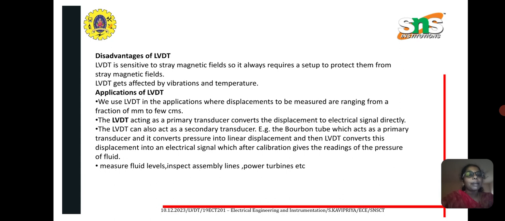And next are the applications of LVDT. LVDT is used to measure fluid levels, it is used to inspect assembly lines, and it is used in power turbines. LVDT acts as a secondary transducer. The Bourdon tube acts as a primary transducer which converts pressure into linear displacement. Later the LVDT converts the displacement into electrical signals, which after calibration gives a reading of the pressure of the fluid.